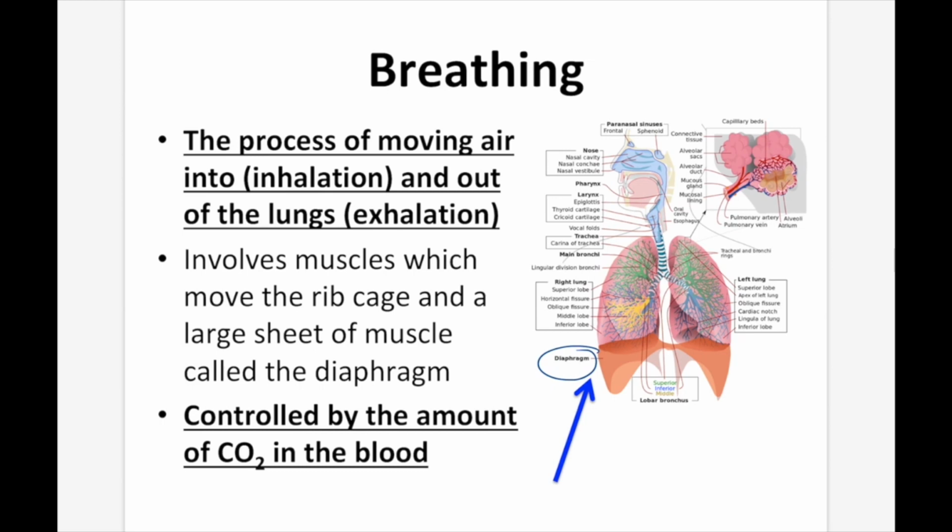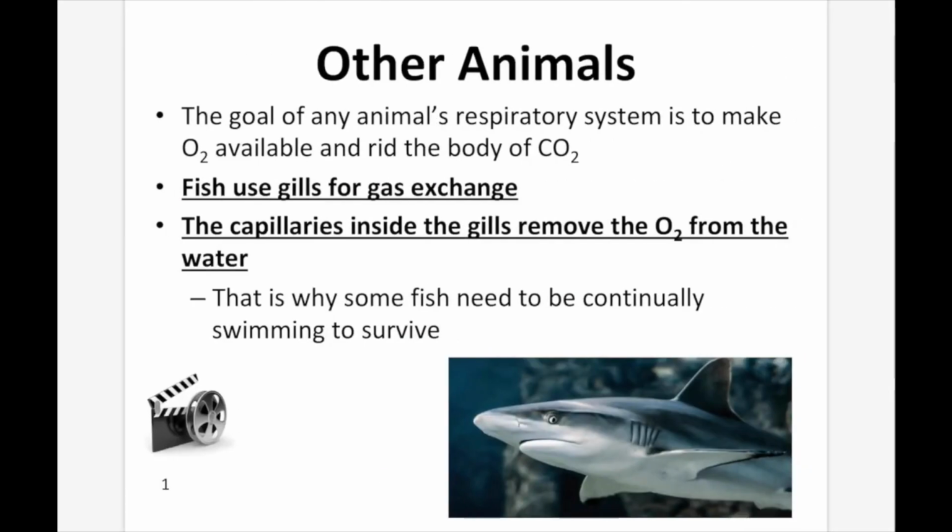And funny enough, breathing is actually controlled by the amount of carbon dioxide in your blood, not your body's need for oxygen. And you can test this out. If you hold your breath and then exhale, you'll actually be able to hold your breath a little bit longer. You'll feel better. That pain will go away when you exhale because that's the carbon dioxide being removed from the body. Now, you still need to breathe. It's not just carbon dioxide, but the first driver of breathing is actually the amount of carbon dioxide in your blood, not the amount of oxygen.